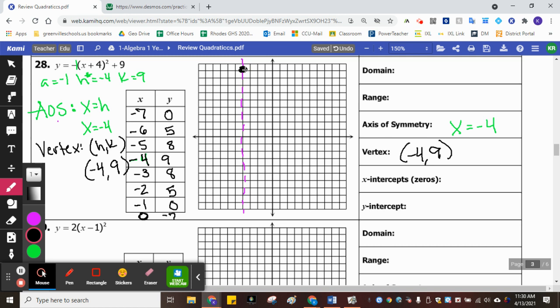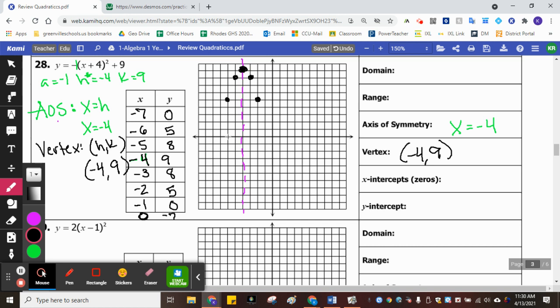So I already have my vertex, -4, 9, and then -5, 8. And it's symmetric to this line, so 1 to my line of symmetry, 1 to the other side. -6, 5. 1, 2, 3, 4, 5. 2 to my line of symmetry, 2 to the other side. -7, 0.